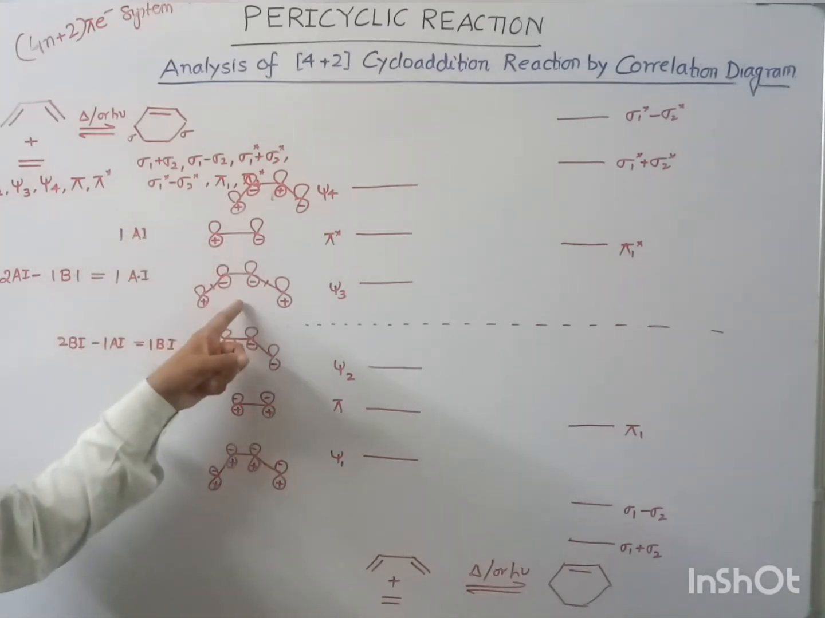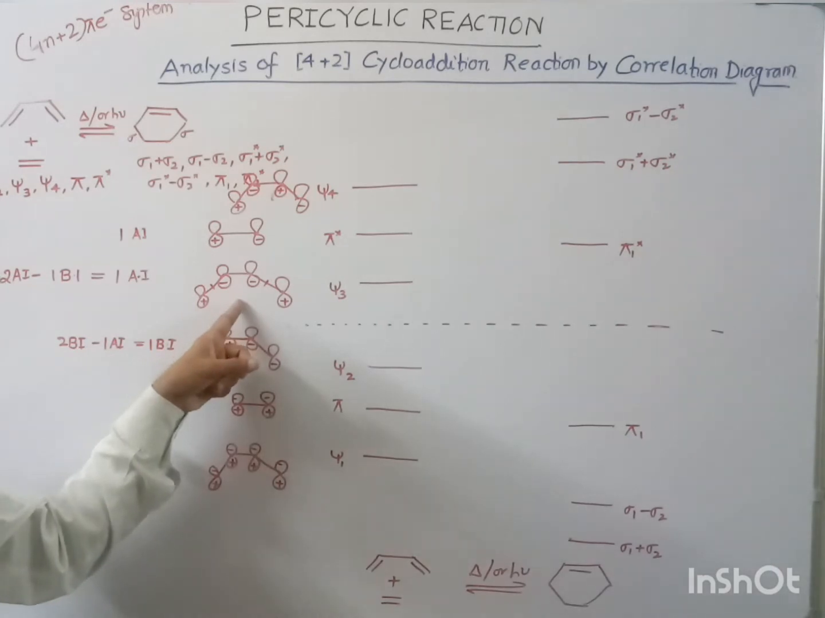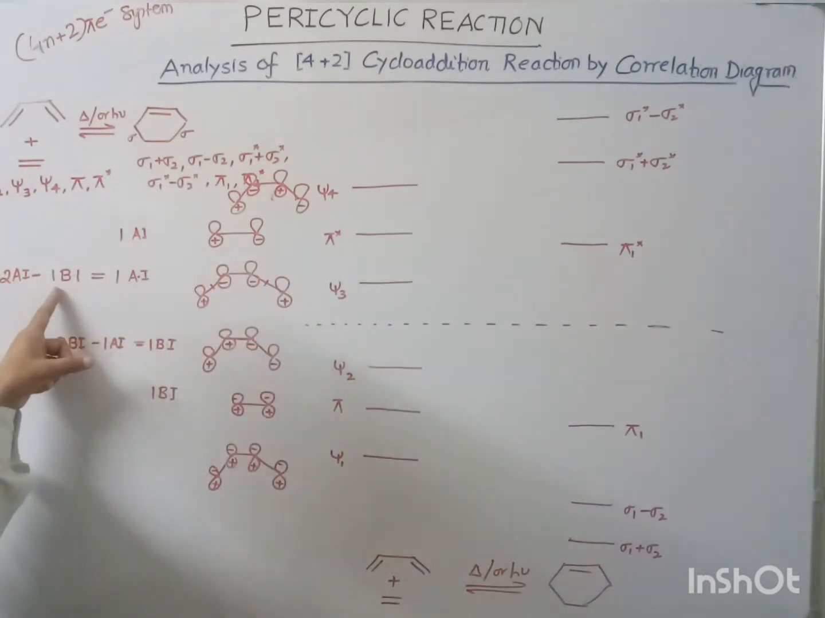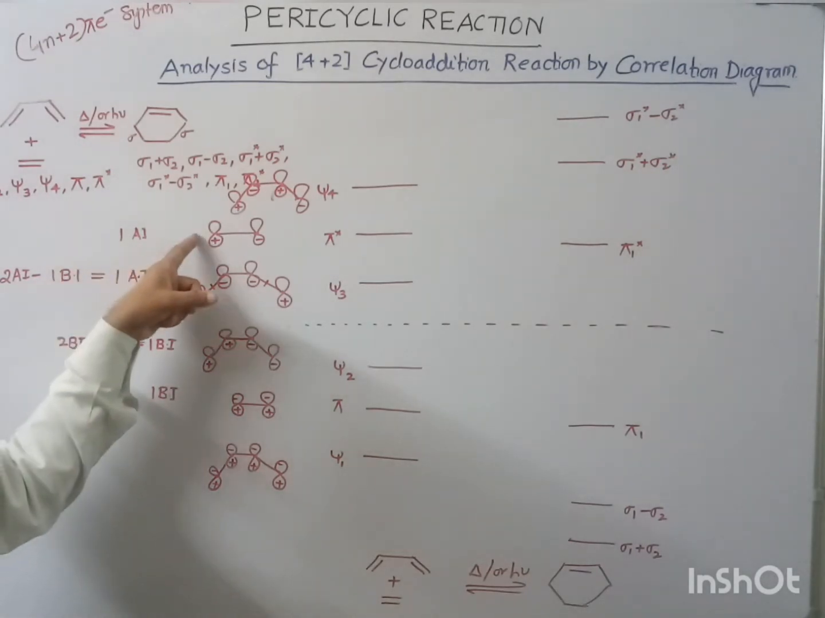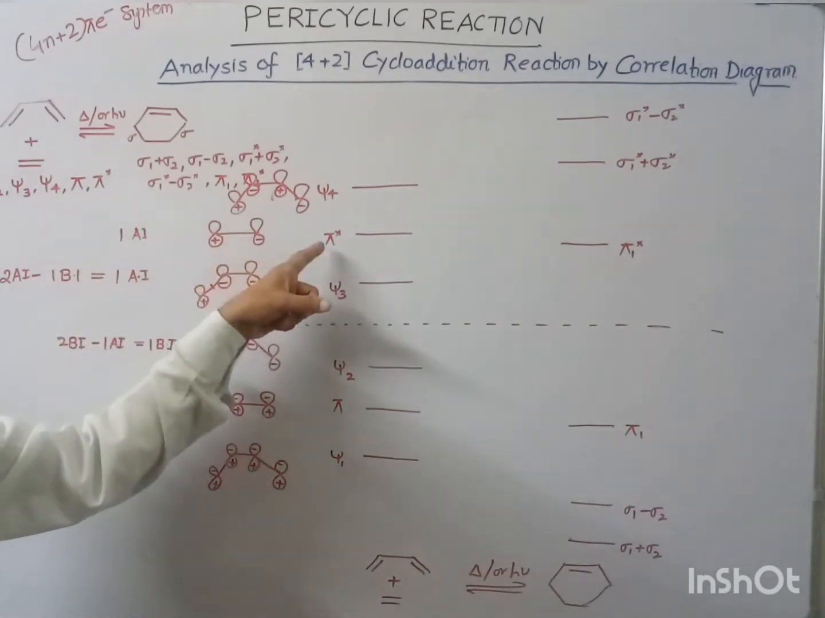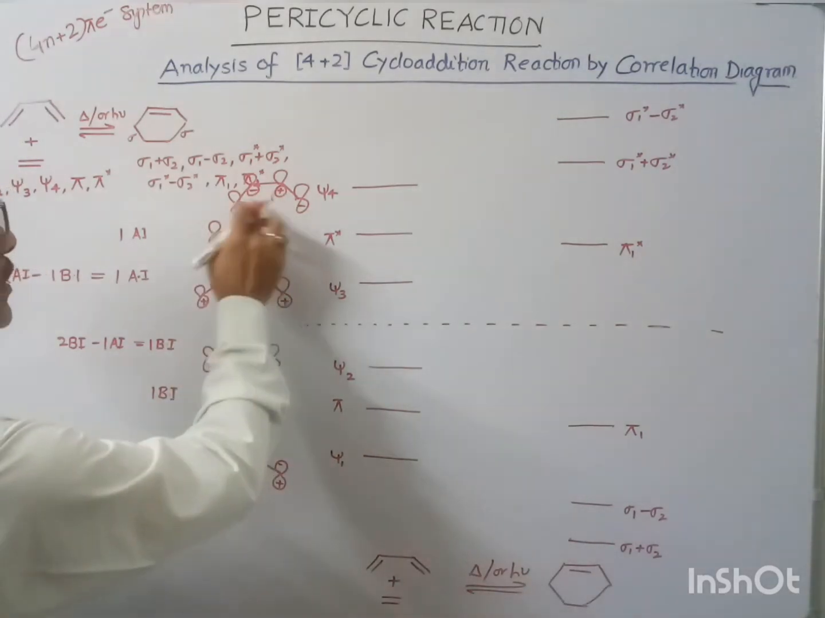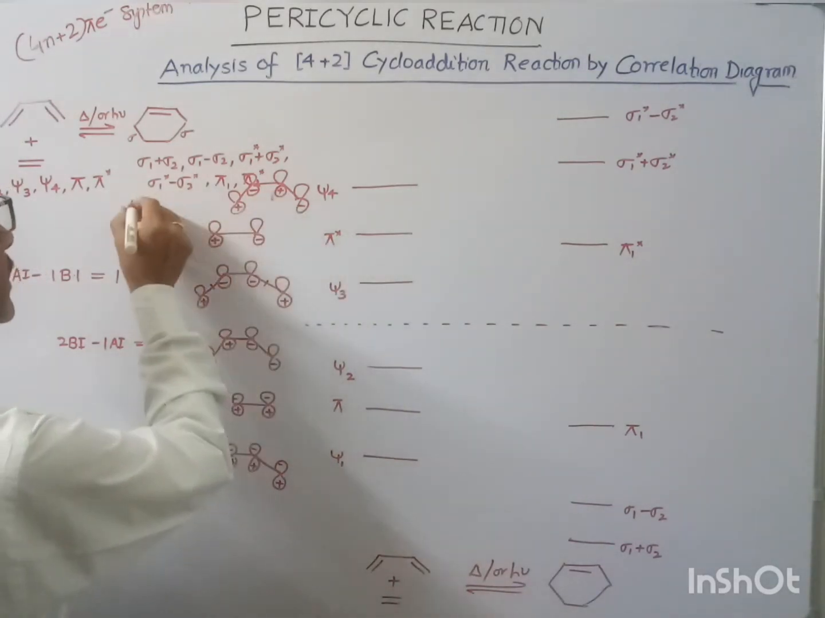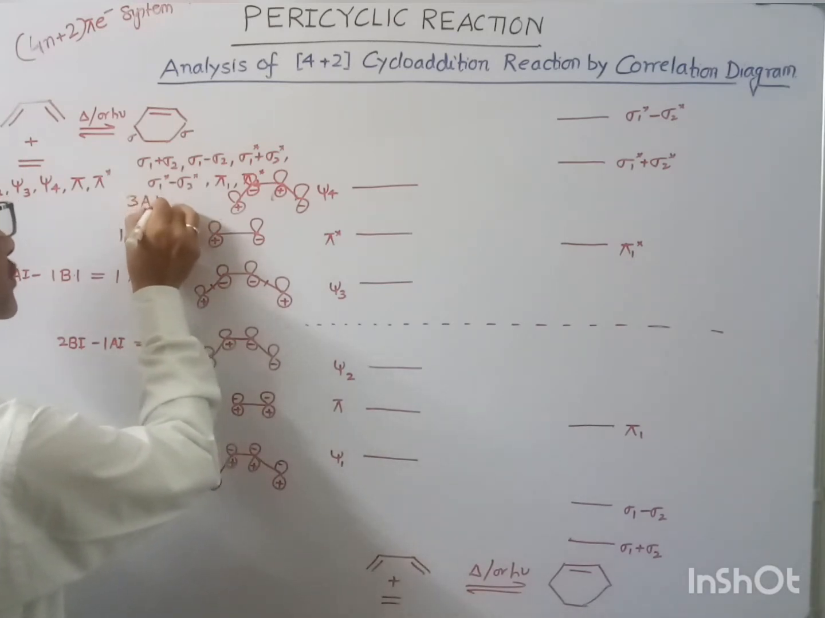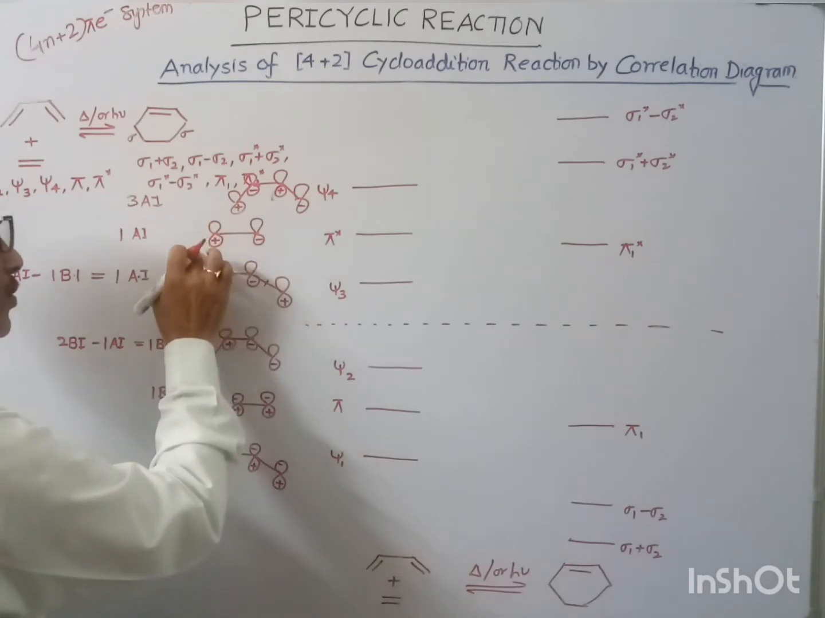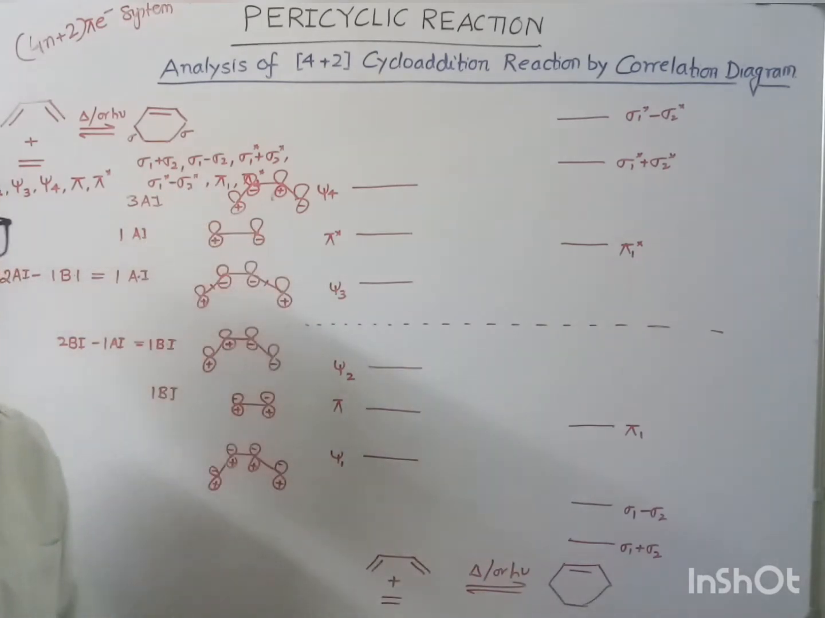But the energy of this psi 3 is lower than that of pi star. Why? Because it is having one bonding interaction, whereas there is no bonding interaction present in this pi star molecular orbital. In the same way here, the total number of anti-bonding interactions is three. That's why it is having the lower energy, and this is having the higher energy.